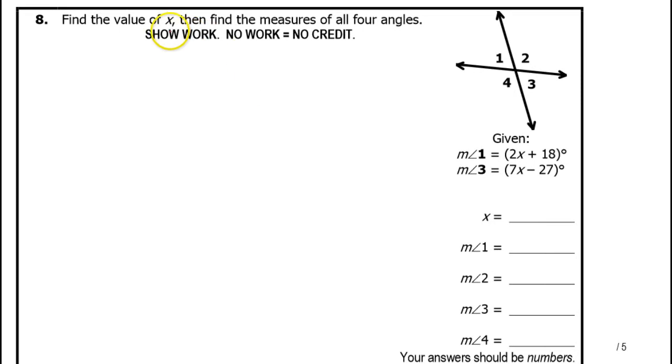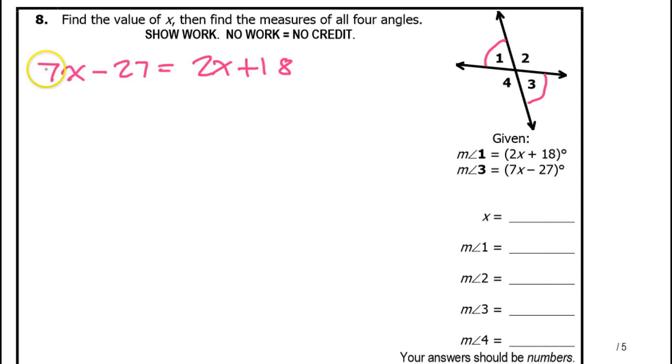Alright, number 8. Find x. Okay, same type of thing. Angle 1 and angle 3 are right here. Boom, boom. These are vertical angles, and vertical angles are always congruent. So their measures should be equal. So I'm going to set them equal to each other. So 7x minus 27 is equal to 2x plus 18.